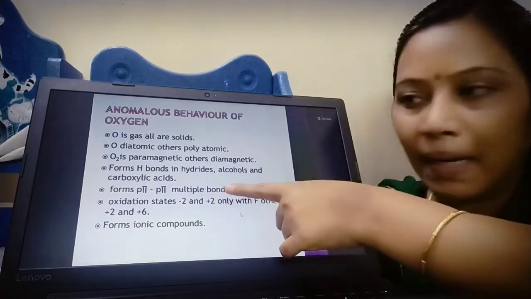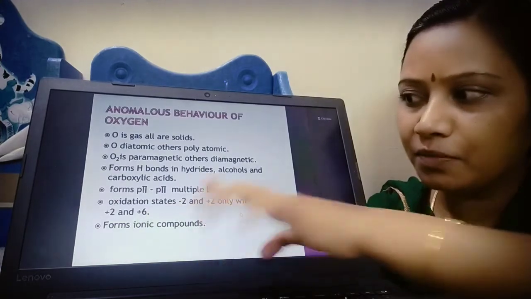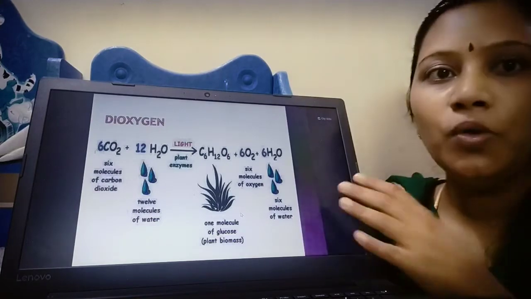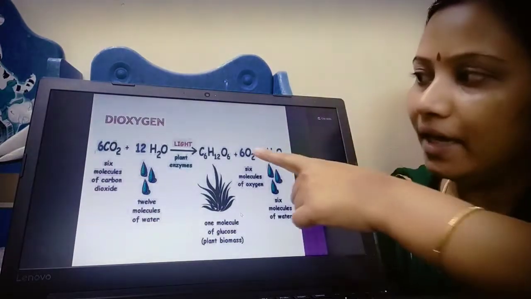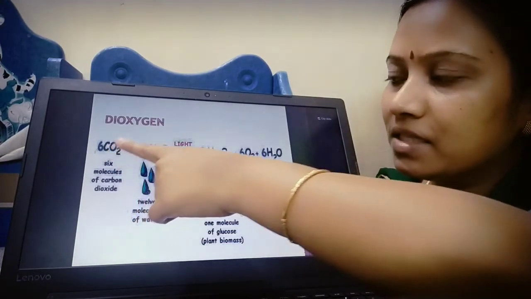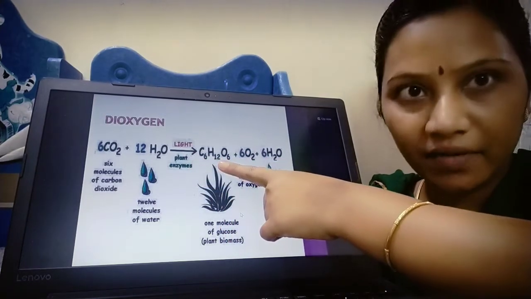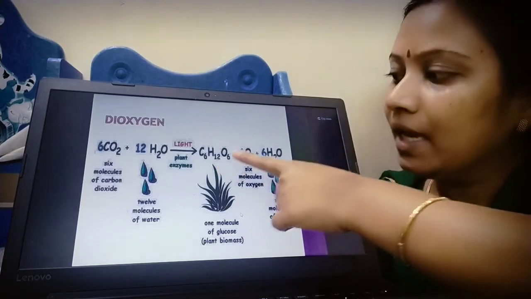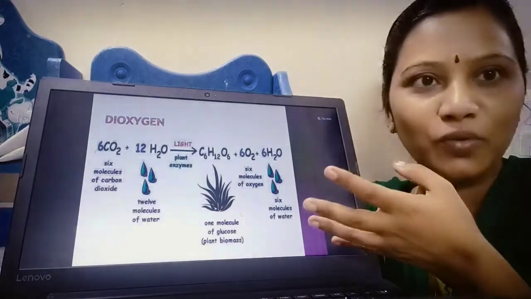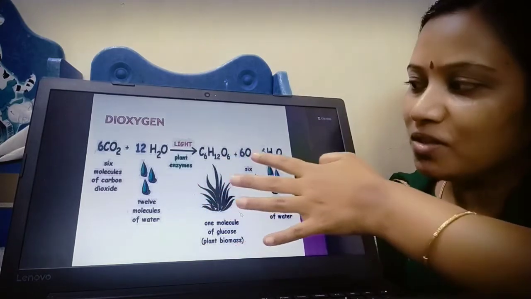Then they form pi double bonds, the same case as nitrogen. And these are the possible oxidation states. They form ionic compounds. Then how to prepare dioxygen? I need carbon dioxide from the atmosphere and I need water. This carbon dioxide and water, in the presence of light and plant enzymes, give carbohydrate, which is glucose C6H12O6, along with dioxygen and water. This is like photosynthesis, where carbon dioxide and water in the presence of light and plant enzymes give glucose, oxygen and water.